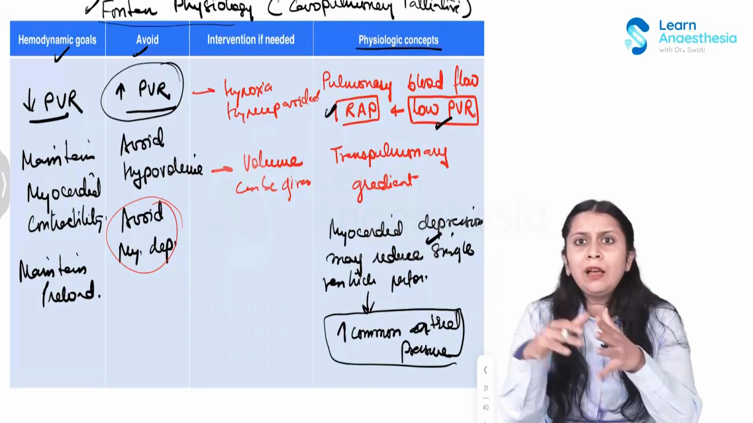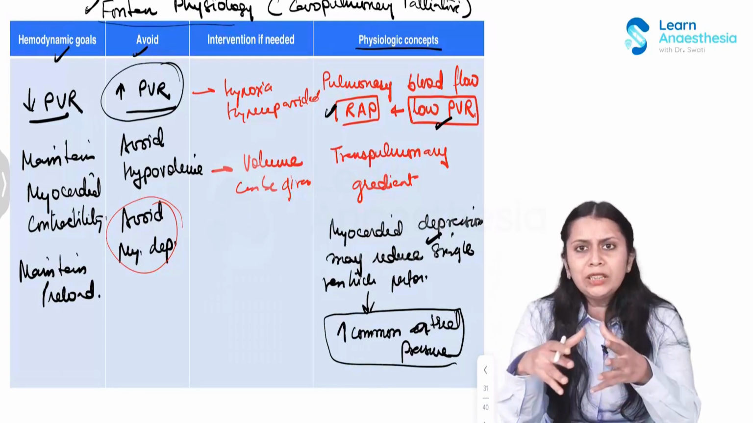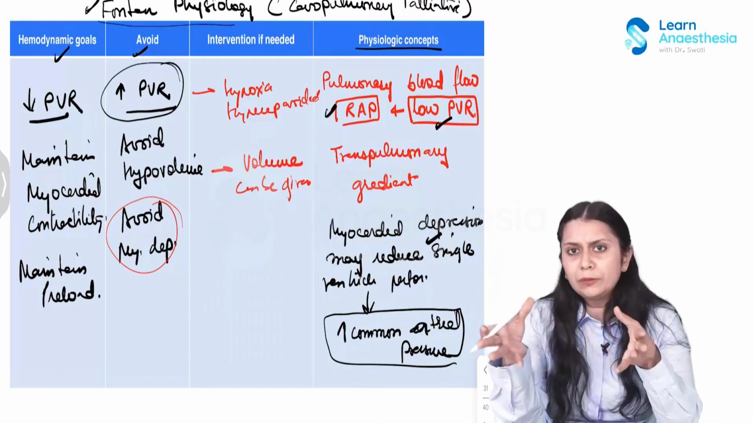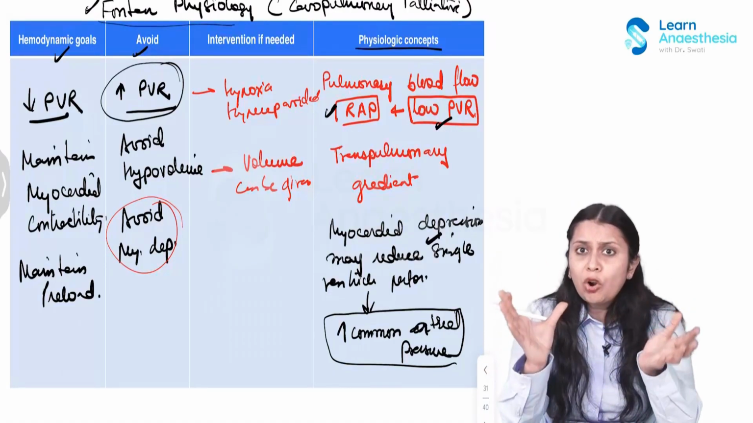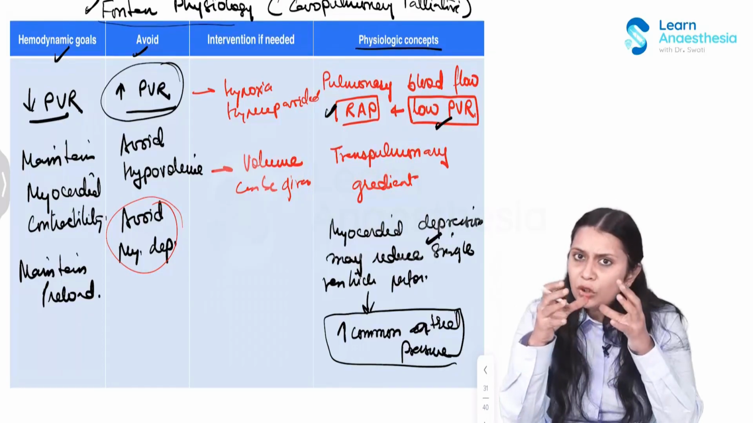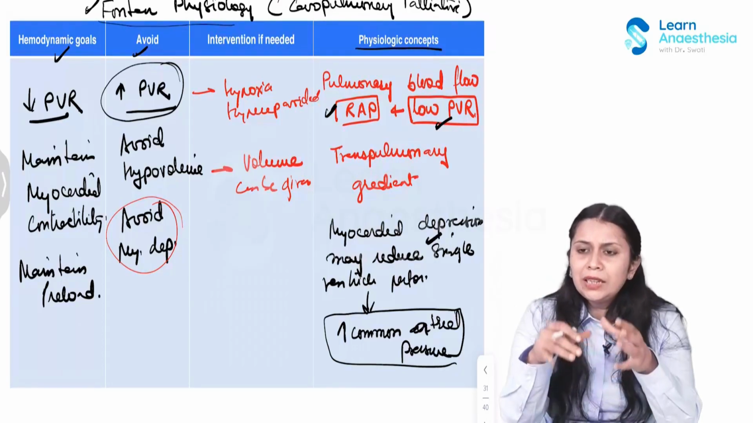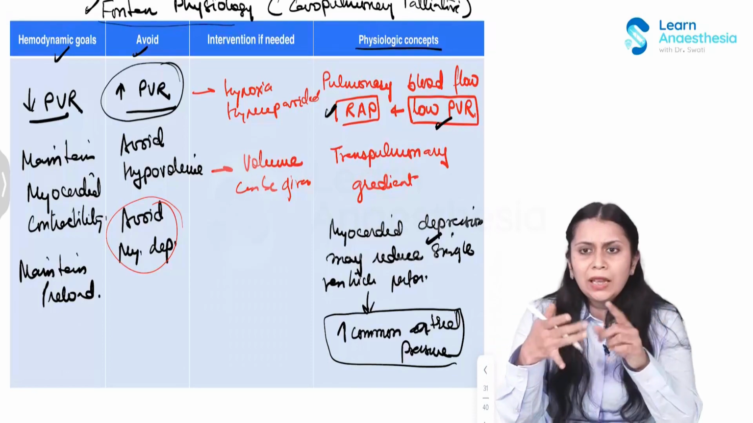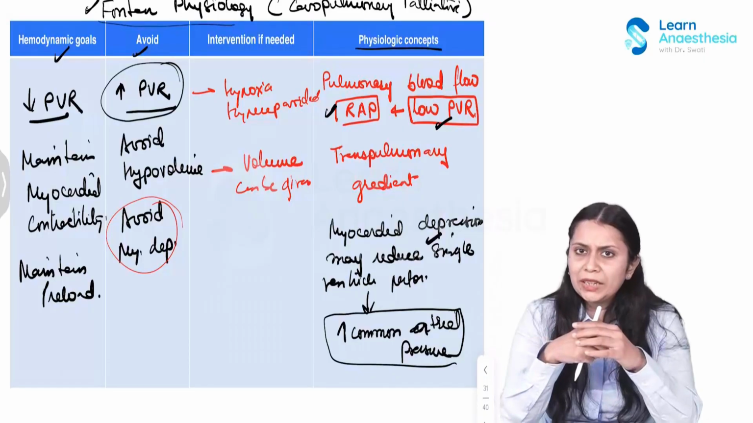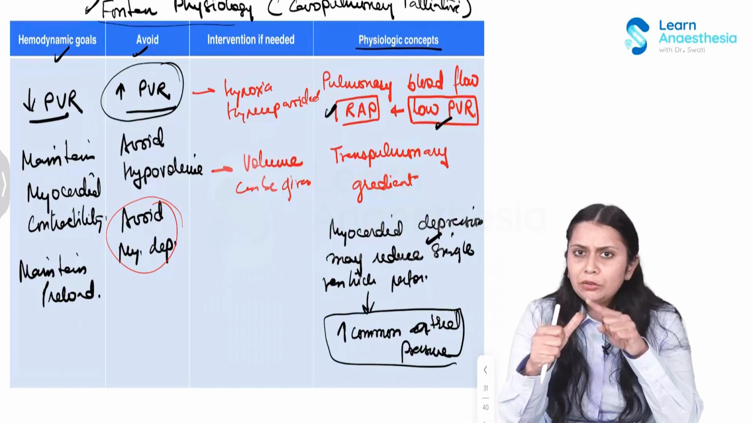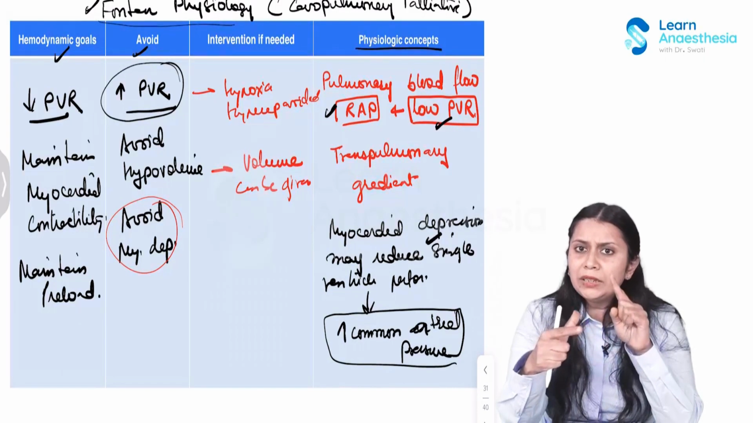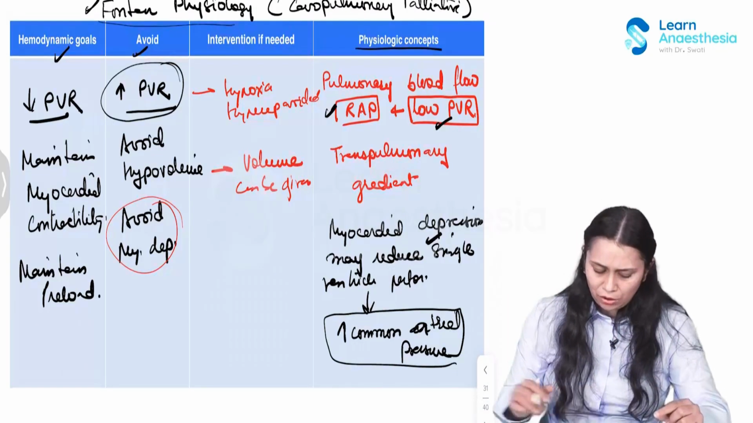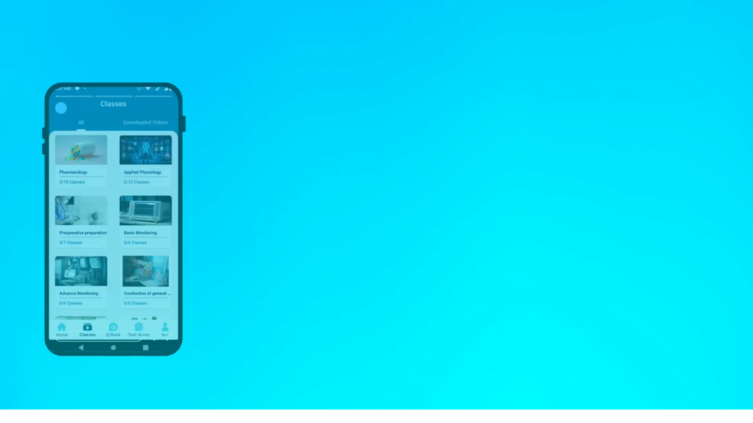We need to maintain the preload, because then only the ventricle will contract and perfusion will be maintained. And we need to maintain the contractility of the ventricle, because if contractility decreases, then both right and left atrial pressure, biatrial pressure, will increase, and there would be a problem. So we need to maintain the contractility, maintain the preload, and decrease the PVR in Fontan physiology.